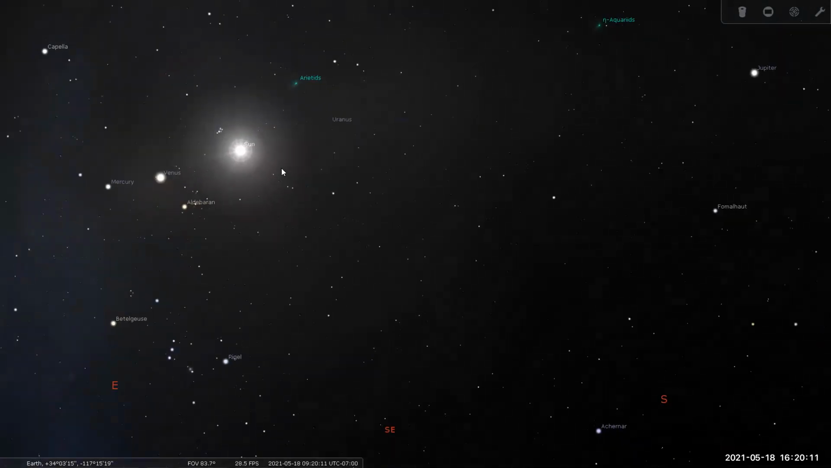What am I looking at? Let me zoom out a little bit. Right now it's east, southeast. Okay, the sun is this way. So you have Venus immediately next to the sun, and you have Mercury next to it.